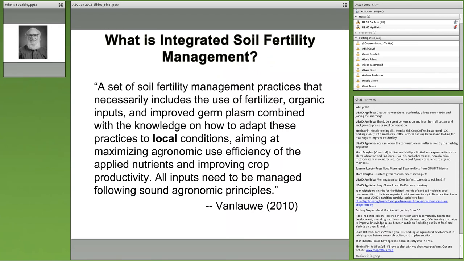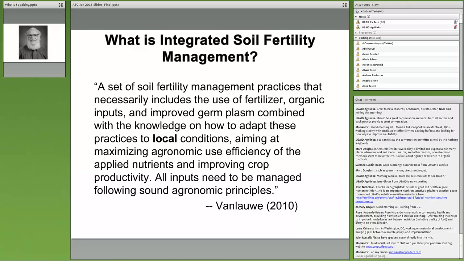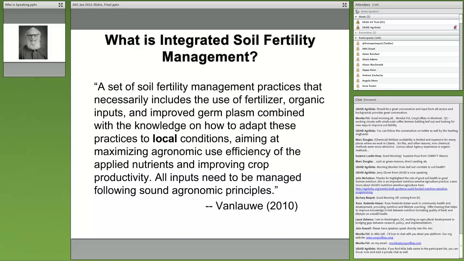Integrated soil fertility management is a framework to understand and promote improved practices which will maintain sustainability and improve production. It's defined by Van Lau as a set of soil fertility management practices that necessarily include the use of fertilizer, organic inputs, improved germplasm, combined with knowledge on how to adapt these practices to local conditions, aiming at maximum agronomic use efficiency of the applied nutrients, and improving crop productivity. All inputs need to be managed following sound agronomic principles.